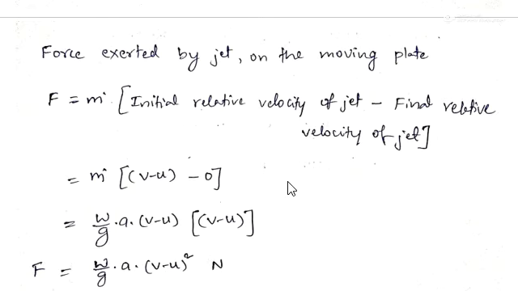So the force exerted by the jet on a moving flat plate is W by G into A into V minus U whole square, in newtons. Here if you see, friends, for m dot in the previous case, that is for stationary plates, the mass flow rate is W by G A into V, and here it is V minus U. That point you have to observe. For clarification on this, just refer to my previous video. So this is the force exerted by the jet on the moving flat plate.